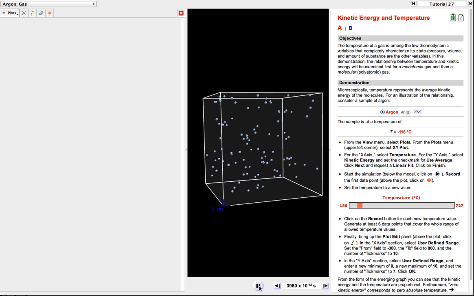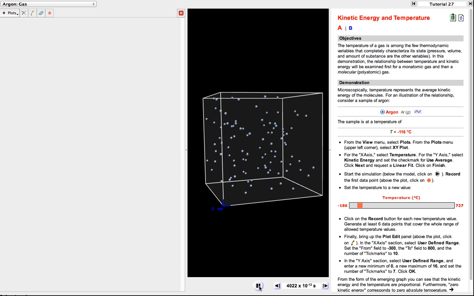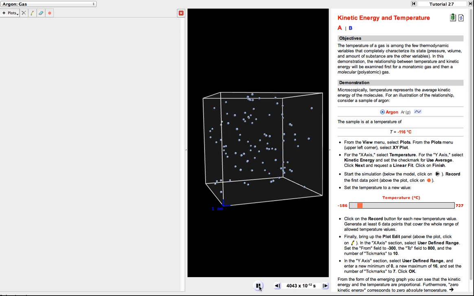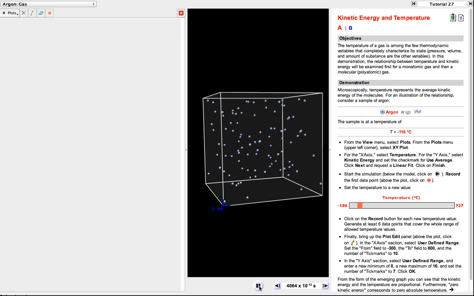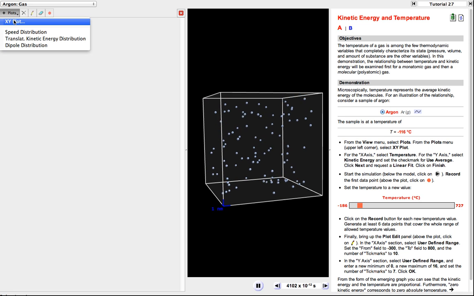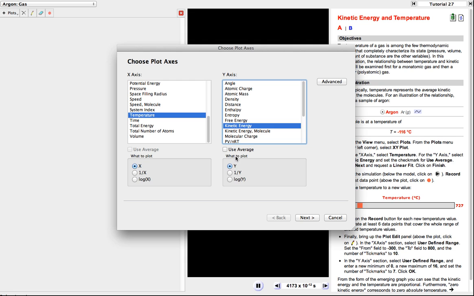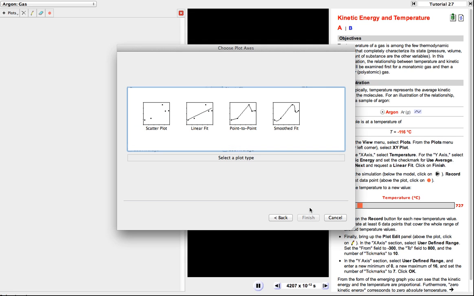Okay, in this simulation we are going to look at what happens when we adjust the temperature and how that affects the kinetic energy. So in order to keep up with our information, we are going to set up a graph, and for the x-axis we want temperature, and for the y-axis we're going to look at kinetic energy, and we want to look at the average kinetic energy. And we are really anticipating a linear fit, so we'll select that.